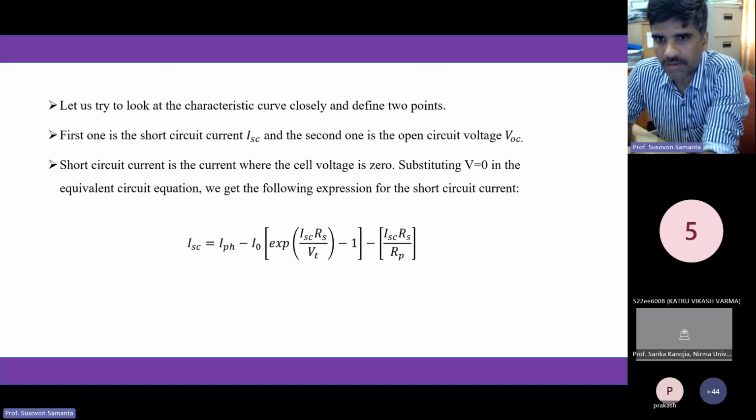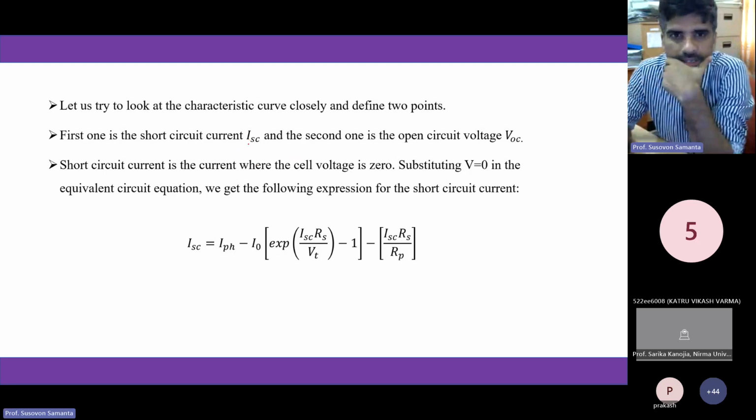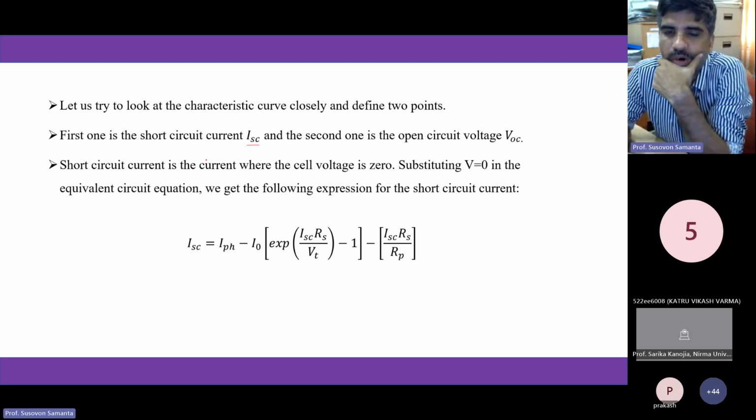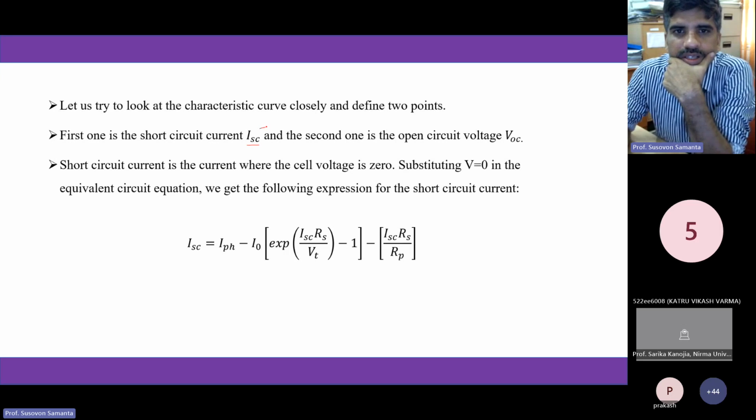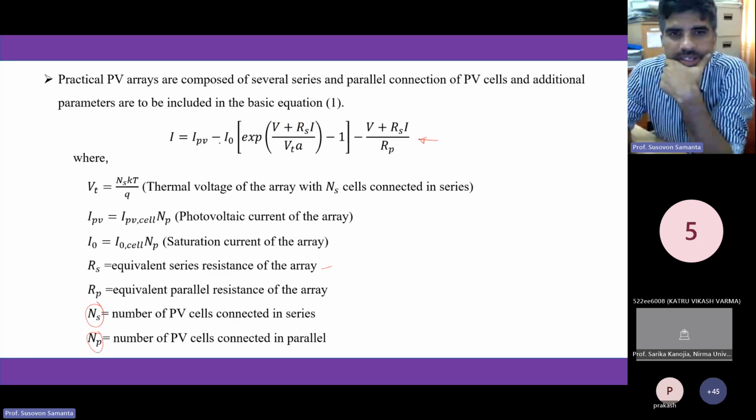So first let us consider the short circuit point, where your V is equal to 0. In this expression, if I put V equal to 0, then I is nothing but your ISC. Wherever there is a V, I will put V equal to 0, and I is nothing but your ISC.